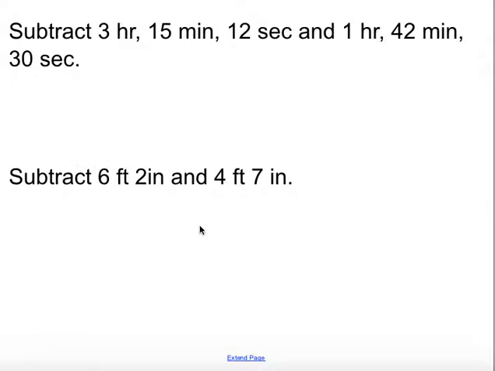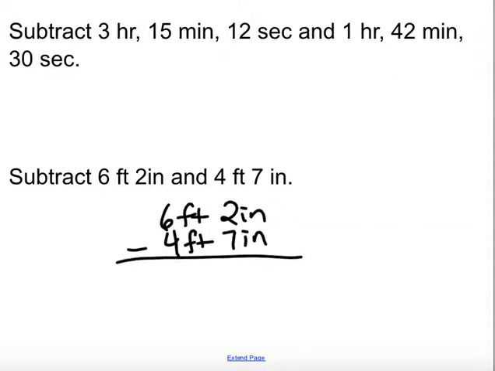All right, now for subtracting, I'm going to do the bottom one here. 6 feet 2 inches and 4 feet 7 inches. So we have 6 feet 2 inches minus 4 feet 7 inches. Well, I already considered that I'm going to have to borrow. I can't do 2 minus 7.